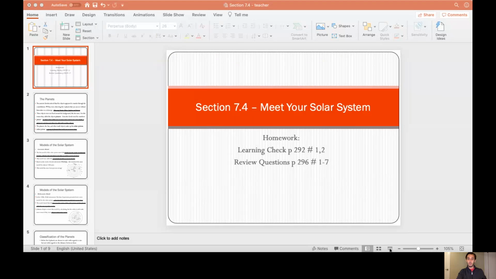Should be a relatively easy lesson. Going to be a little tiny bit of math involved, but it should be relatively simple math. Okay, so we're going to take a look at meeting our solar system.